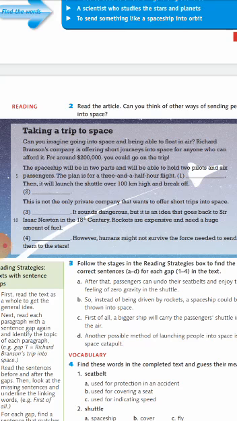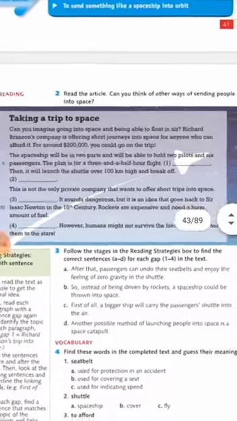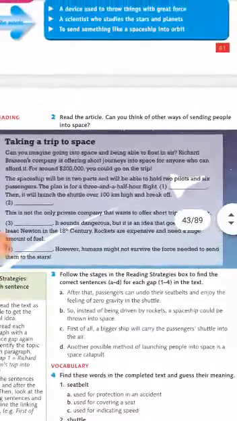But it's an idea that goes back to Sir Isaac Newton in the 18th century. Rockets are expensive and need a huge amount of fuel. Number 4, however, humans might not survive the force needed to send them to stars.